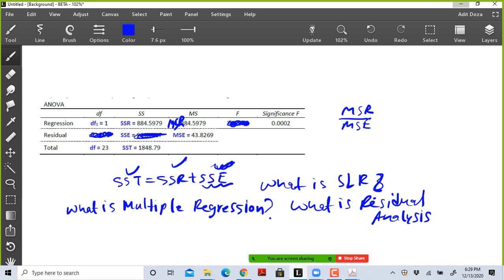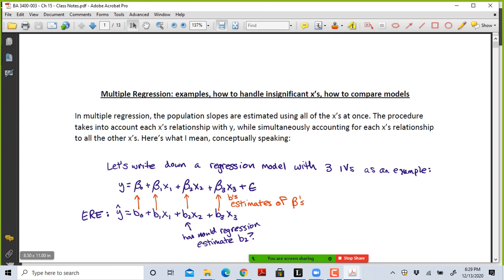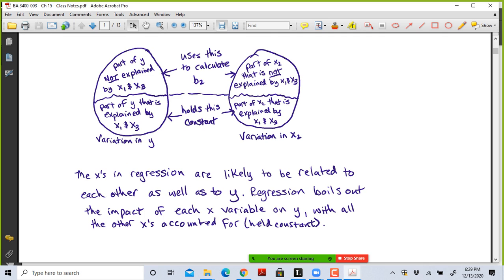Basically, multiple regression is when you have more than one independent variable, right? And in simple linear regression, only one independent variable. This is a case of multiple regression, because we have how many IVs? 3. 1, 2, and 3. So regression boils out the impact of each x variable on y, with all other x accounted for, held constant.